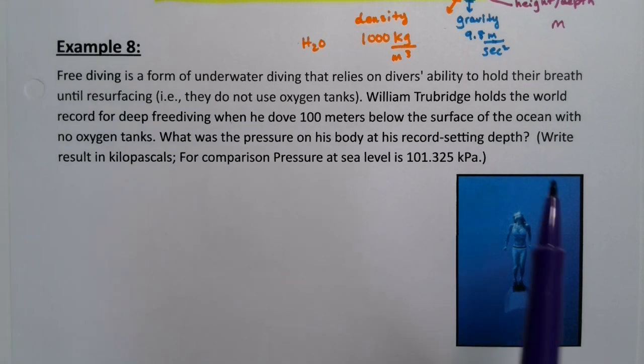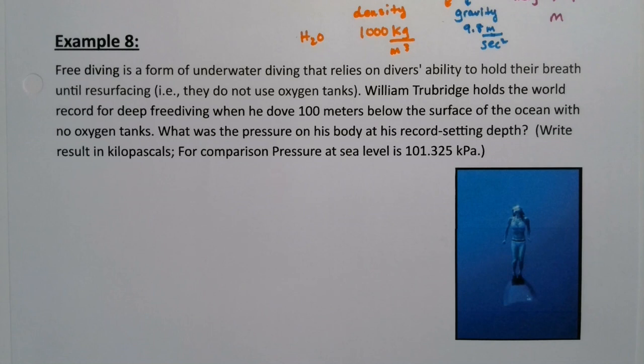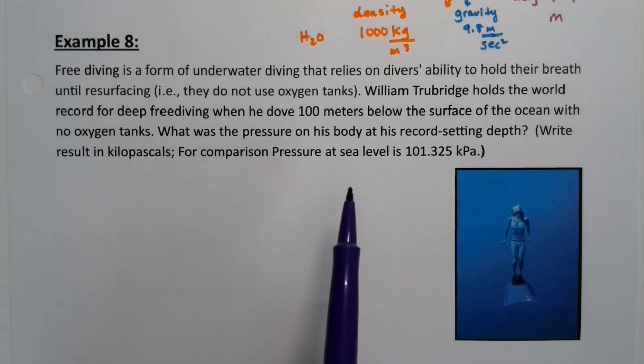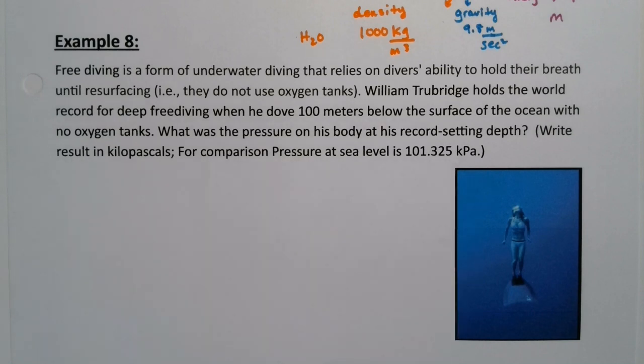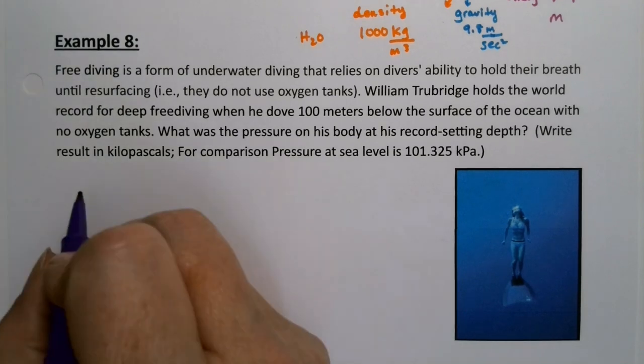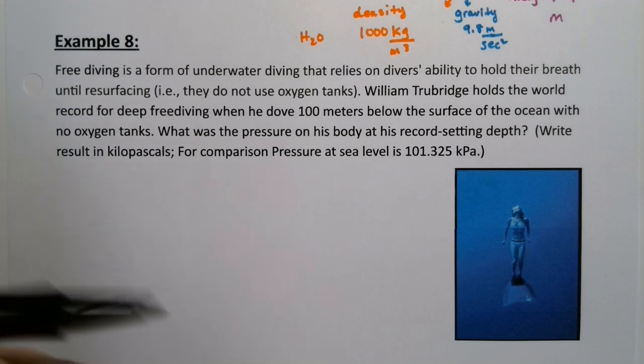William Trowbridge holds the world record for free diving. He dove 100 meters, that is the length of a soccer pitch or a football field in other countries, below the surface of the ocean with no oxygen tanks. What was the pressure on his body at his world record-setting depth? Give the result in kilopascals. For comparison, pressure at sea level, just in case you're wondering, is 101.325 kilopascals. So there we go. Again, there's no calculus to this. This is just a straight basic physics problem here.